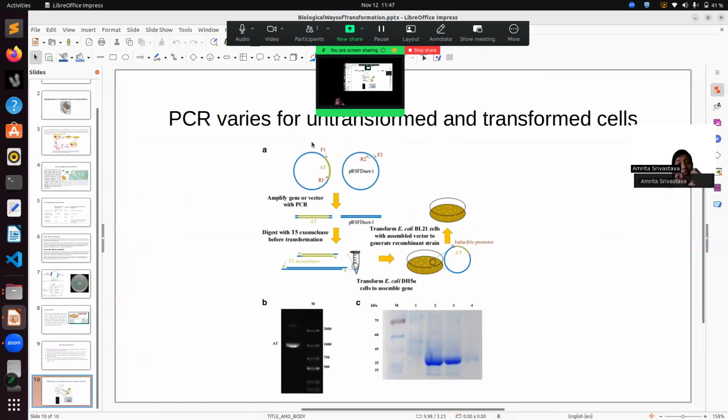And there is a variation of PCR results between the transformed cells and the non-transformed cells. So here we know there are different biological methods of transformation, and whether the transformation has been successful or not can be observed using blue-white screening, colony PCR, as well as ampicillin resistance genes, etc. So this is all for today.